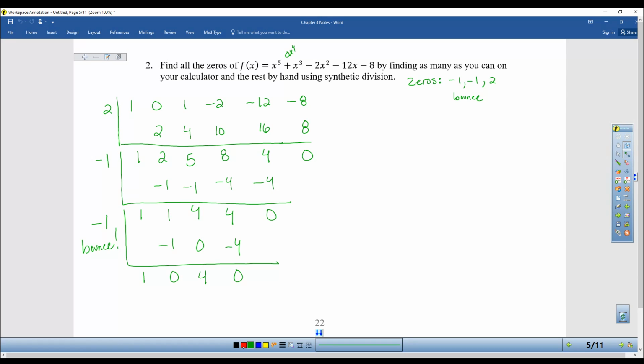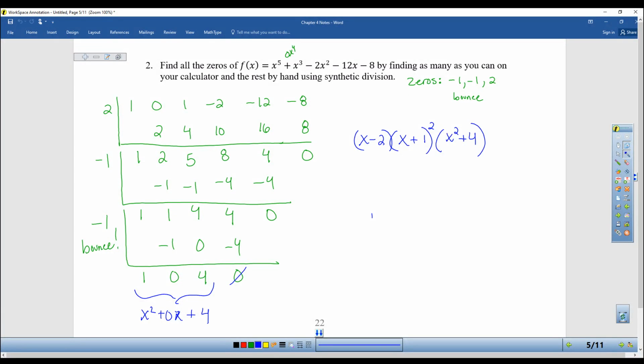So where does that leave me? That leaves me with x - 2 being a factor, x + 1 being a factor, squared, and then my last factor, remember this is the remainder, so that doesn't count, is going to be x squared + 0x + 4, which of course I'm just going to write as x squared + 4.